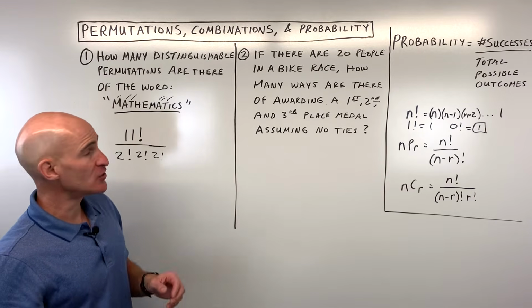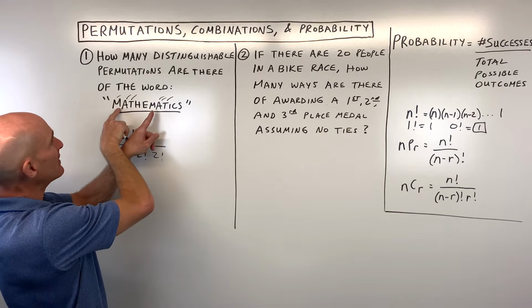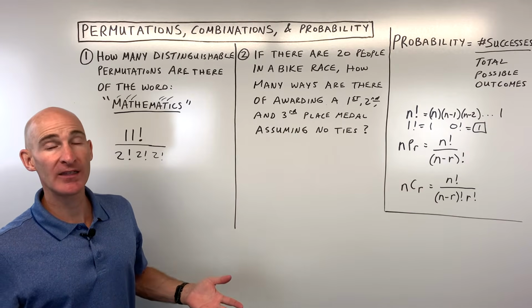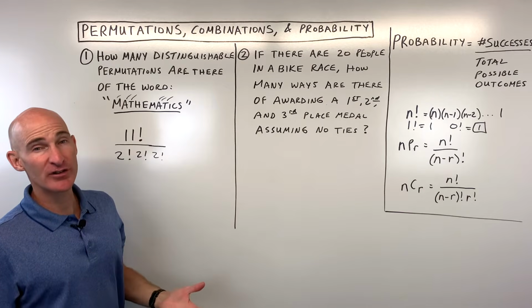And the reason is, 2 factorial is 2 times 1, meaning there's 2 different ways to take these m's and interchange them, but it would form the same word, mathematics. You wouldn't even know that anything was different about it. And so that's why it's saying distinguishable, meaning you can tell that they're different.